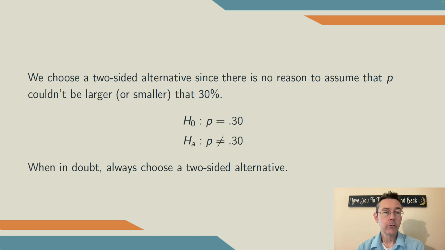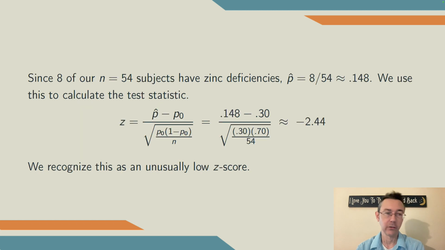In this case, we're going to choose a two-sided alternative. There's no reason to assume that p can't be larger than 30% or that it can't be smaller than 30%. We're interested in both those possibilities. So our null hypothesis is that p is 0.30. The alternative is that it's not 0.30. Here, p naught is 0.30. When in doubt, by the way, you should always choose a two-sided alternative. That's the more conservative option in the sense that it has the lower risk of a type 1 error, a false positive.